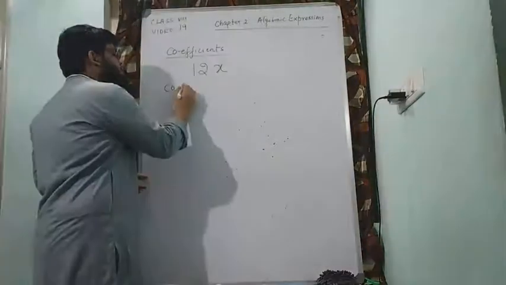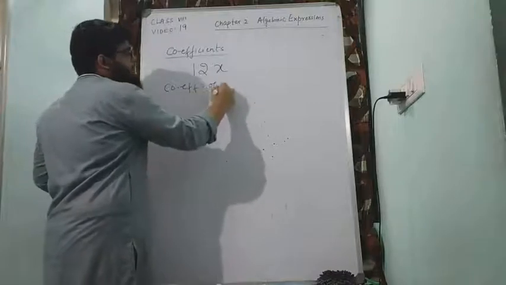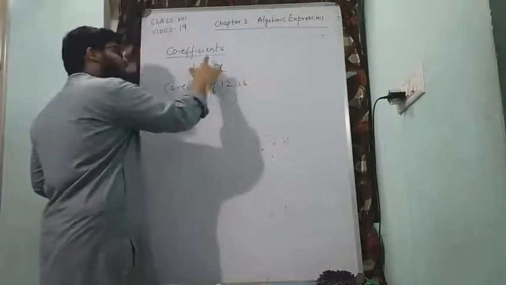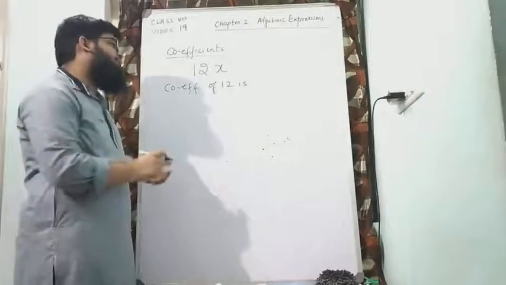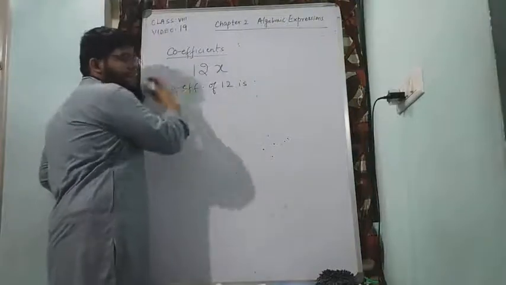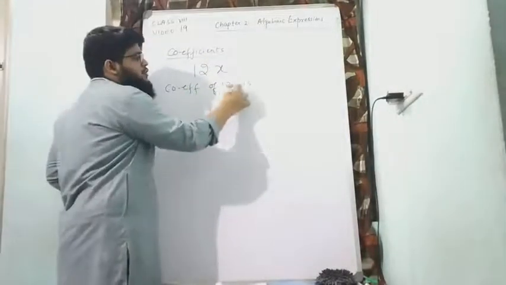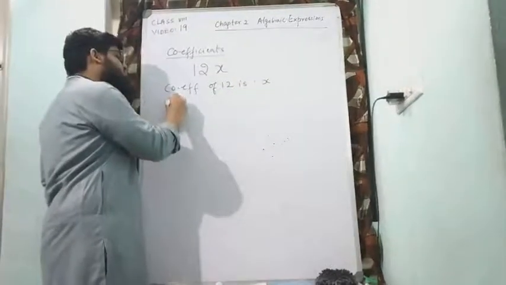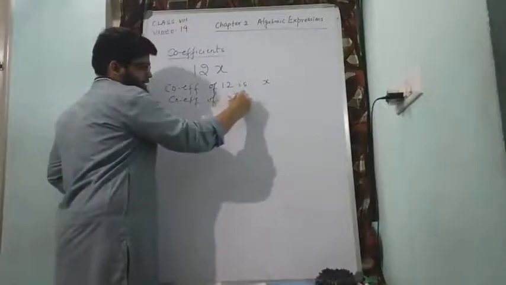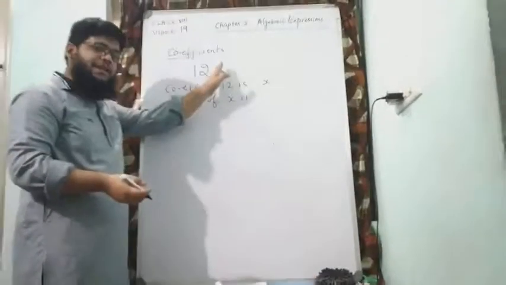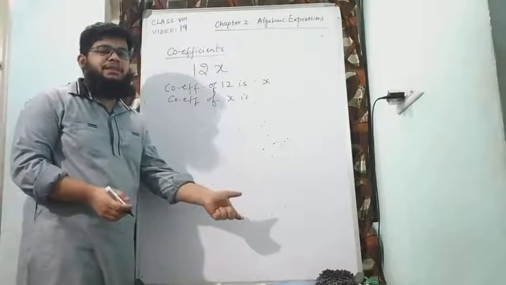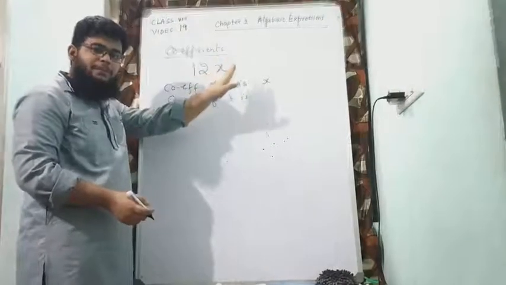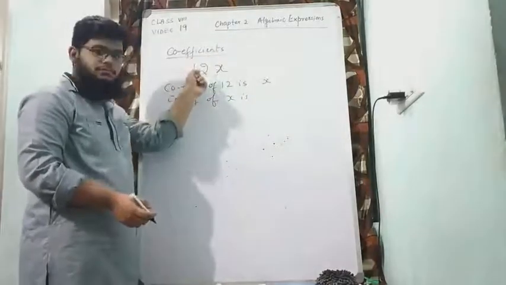So if I tell you coefficient of 12 is, so leaving 12, whatever is remaining, that will be called the coefficient of 12. So if I ask you to find out the coefficient of 12, what is remaining leaving 12? x. So the coefficient of 12 is x. If I ask you what is the coefficient of x, you should leave x and see whatever is remaining. So if you leave x, only 12 will be remaining. So the coefficient of x is 12. That is the meaning of coefficient.